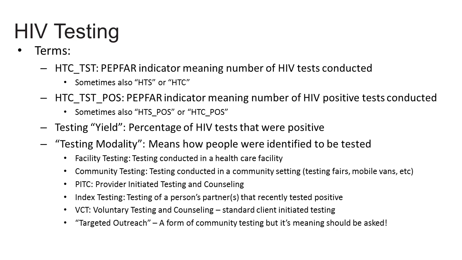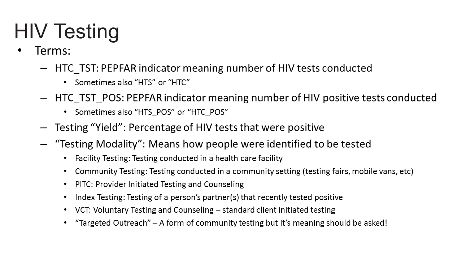So just a few terms for the HIV testing side. A lot of times you'll see the term HTC-TST, sometimes referred to as HTS or HTC. All it means is it's the PEPFAR indicator for the number of HIV tests conducted. Importantly, it's not the number of people tested, it's the number of tests that were conducted. The HTC-TST positive, sometimes HTS positive or HTC positive, just means the number of positive tests that were conducted, so presumptively the number of people who were identified as positive.